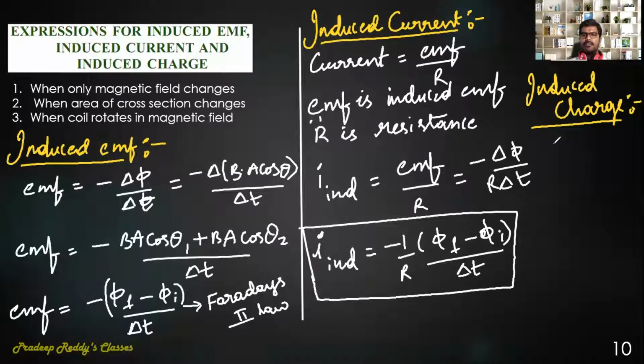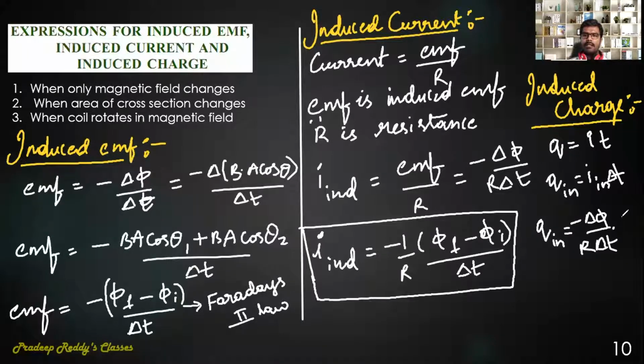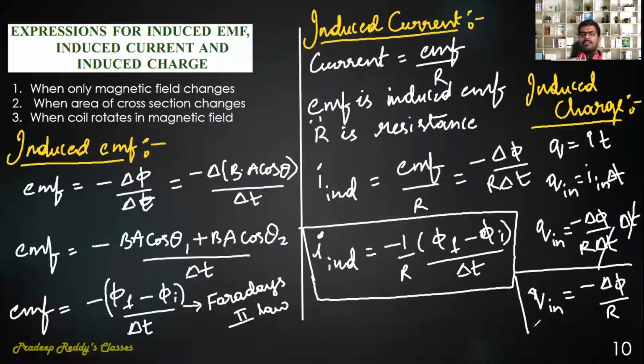What is the equation for charge? We know Q is equal to I into t. Therefore, Q induced is equal to I induced into time taken, that is delta t. What is I induced? I induced is equal to minus delta phi divided by R into delta t, into delta t. This delta t gets cancelled. I can write Q induced is equal to minus delta phi divided by R. This is the equation for induced charge within the coil.